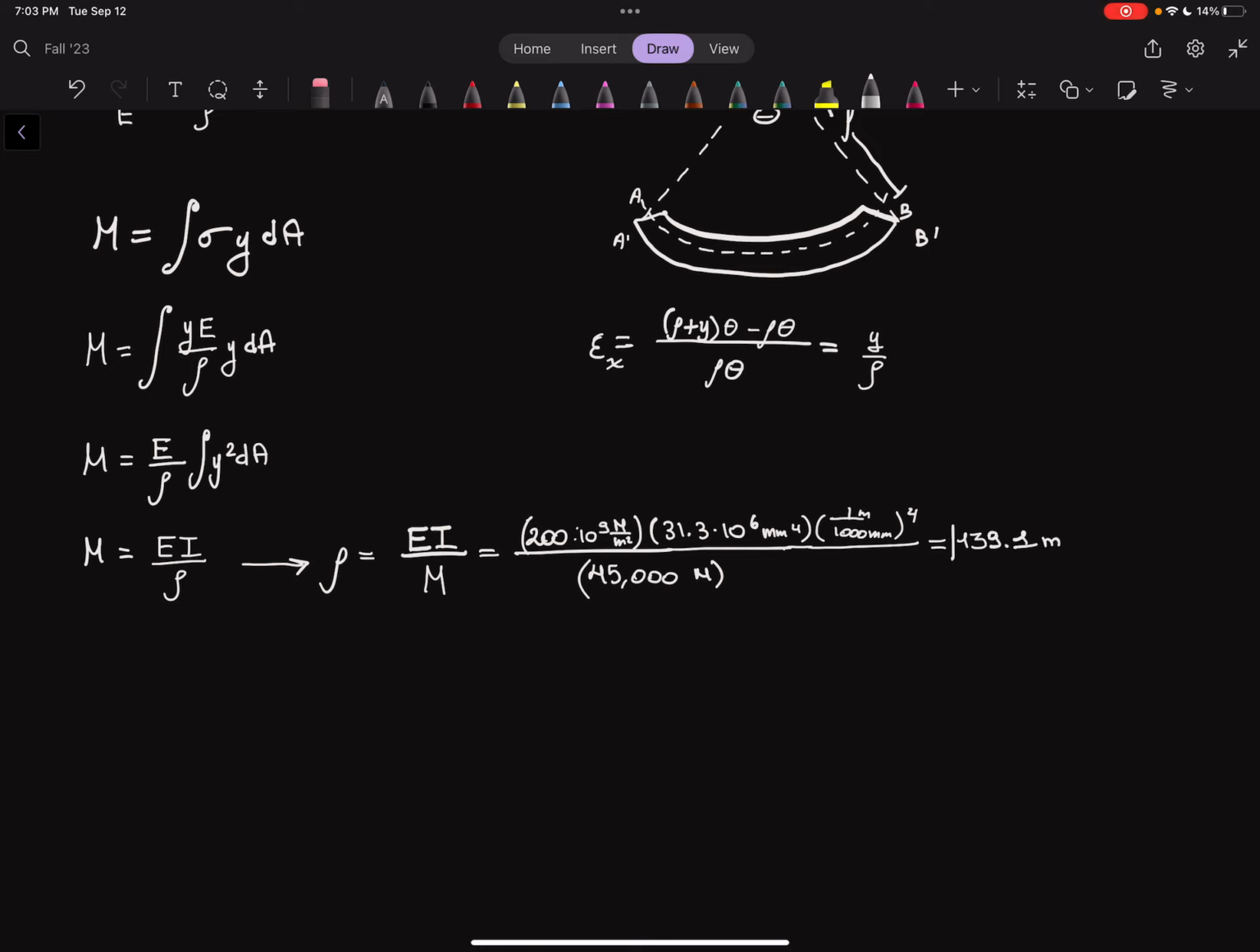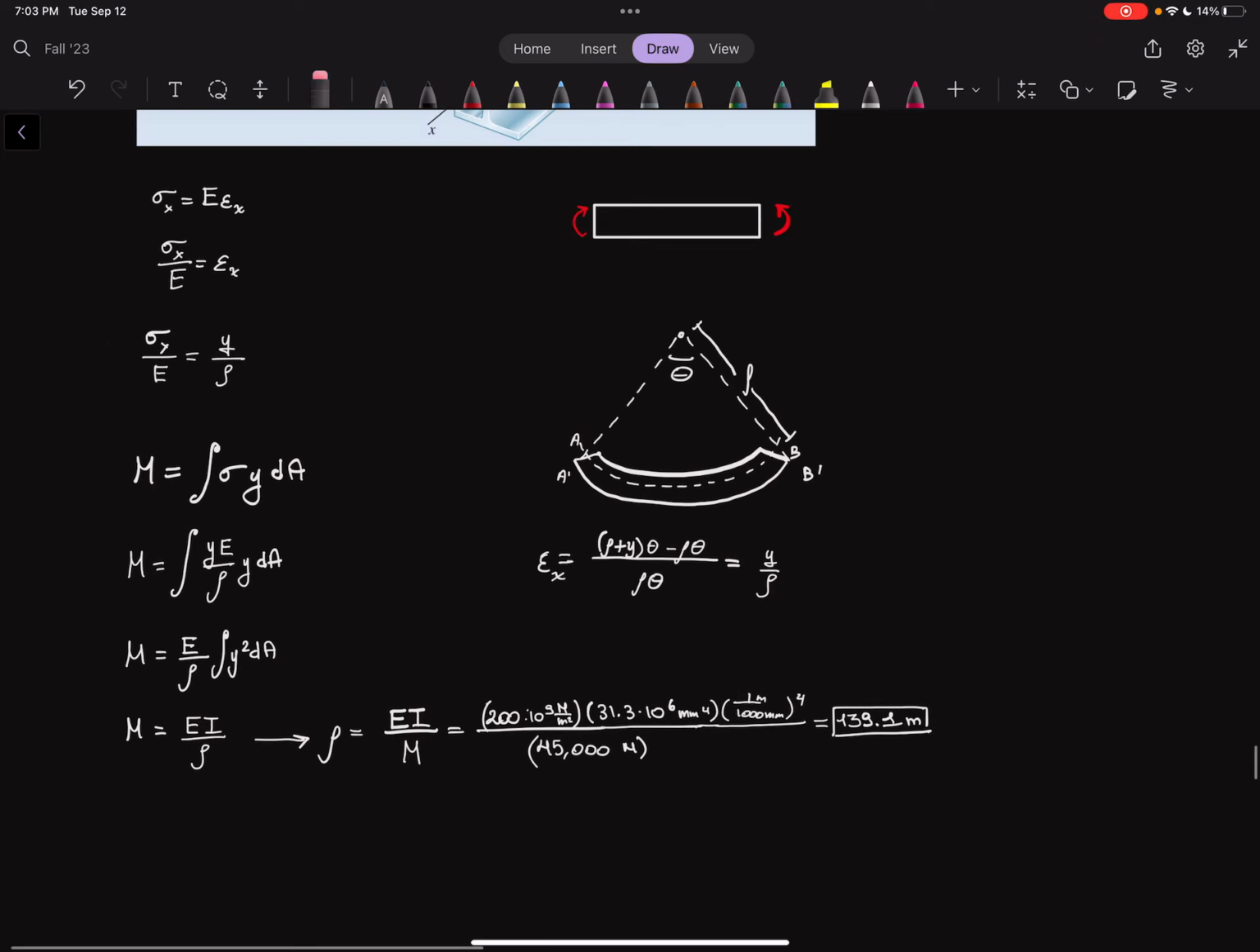Now you might think, hey, this is large. Well, think about it. The beam is not going to bend a lot. So it's not going to bend like this. It's going to have a curvature that's imperceptible. So the whole circle is going to be huge, right? So that's how to do it.